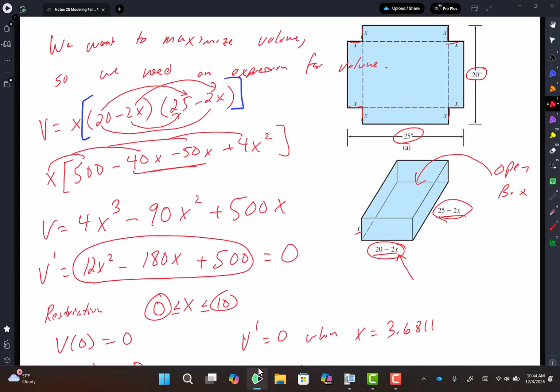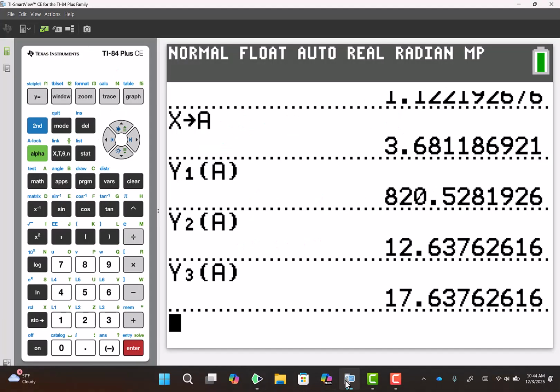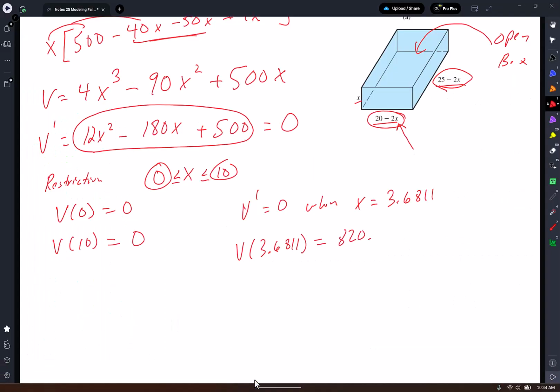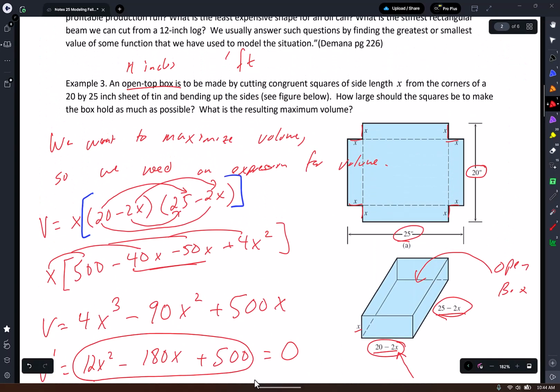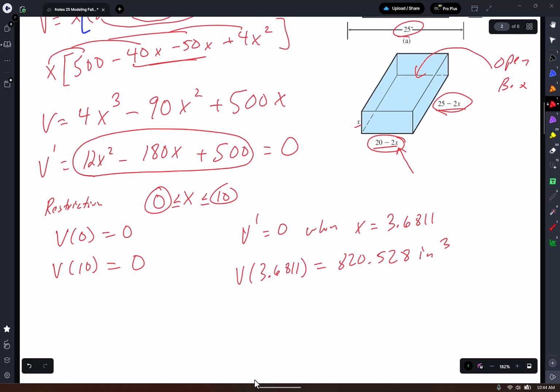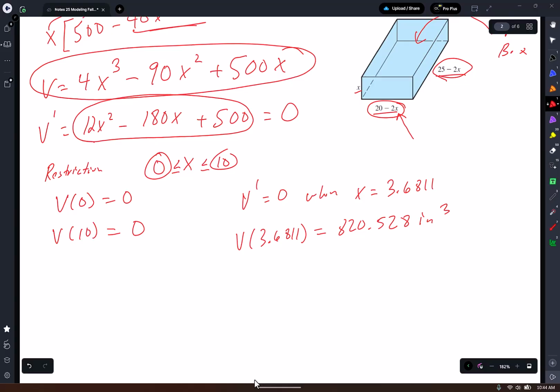So V, I already forgot that number. 866. No, 820.528. 820.528 cubic units. So they give me inches, cubic inches. So we plug it into the original equation. Yes, because the original equation was my volume. You know what I mean? You could have also plugged it into this one. You should get the same answer. And if you don't, let me know.